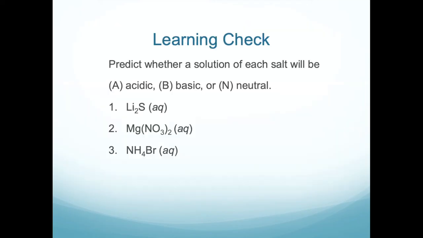So let's practice this. Here are three salts, three ionic compounds. Ask yourself, which of these is going to be acidic, basic, or neutral? Each of these is one example of those types. So you're going to have one acidic salt, one basic salt, one neutral salt in these three examples. Feel free to pause this here. But again, you want to split these up into their ions and ask yourself, where did these ions come from?